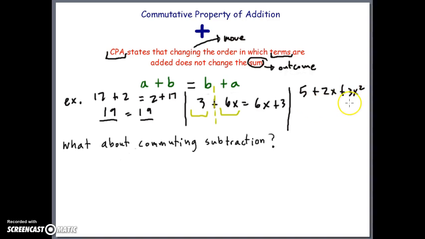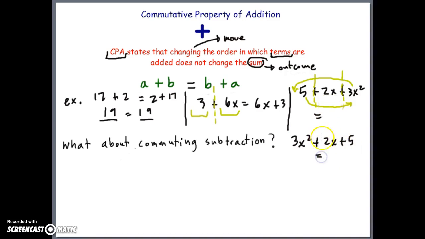Right? So if we wanted to change the order here, we can do that very easily. We've got 3 terms. Then we can just commute this 3x squared to the front, commute this 5 to the back, and leave the 2x in the middle. And the expression would look like 3x squared plus 2x plus 5.